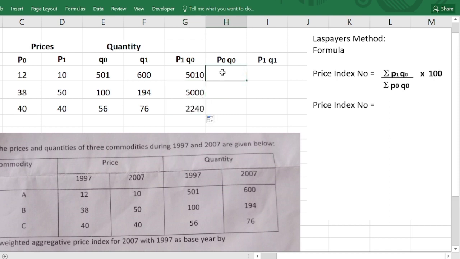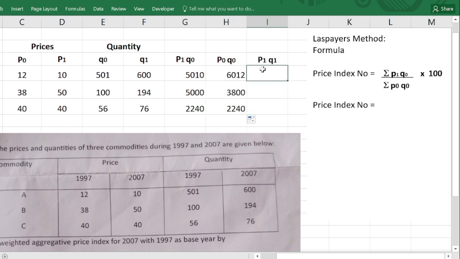After that we calculate the P0 Q0 column. Here we apply the formula. First of all, we select the P0 value, where the P0 metric is given. Here we apply the multiplication sign, shift 8. After that we select the Q0 metric, and then we press enter and find the value. In the same way, we drag down this metric and find the column of P0 Q0.